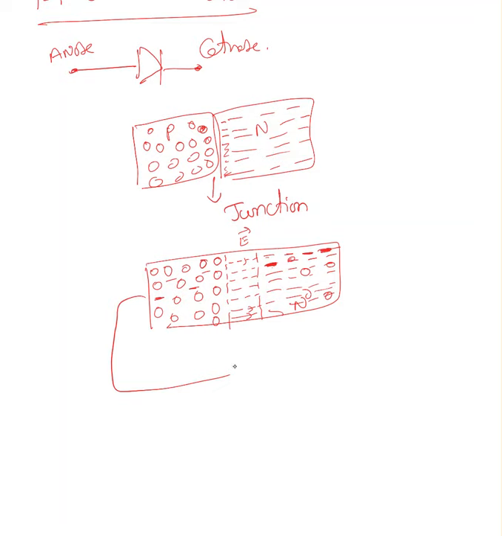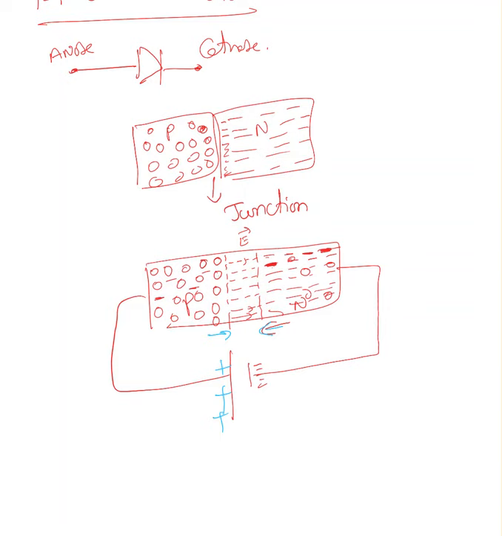Now I'm going to connect the P-type material to positive and the N-type material to negative. So I'm connecting a battery to the PN junction diode. The electrons are going to be pushed towards the junction. This is positively charged, so positives repel each other. So these holes are going to move towards the junction, and electrons are moving towards the junction.